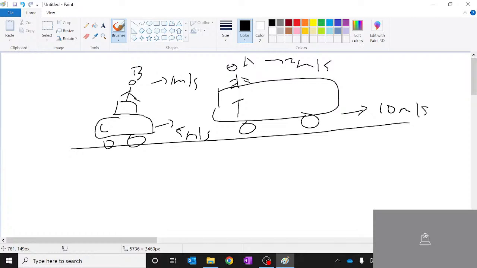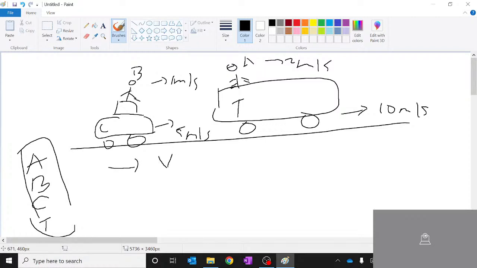Now similarly, you can have a frame of reference of A, of B, of the car, of the train. All this you can find out with the simple relative velocity concept. If I am asking you to find the relative velocity of A with respect to B, all you have to do is take the velocity of A with respect to ground minus the velocity of B with respect to ground. Clear? This is the fundamental equation.